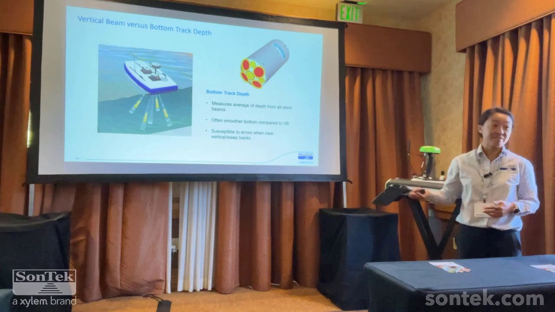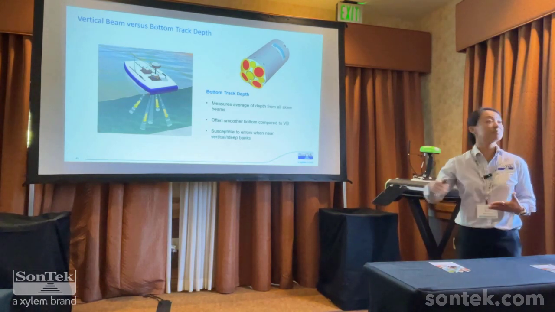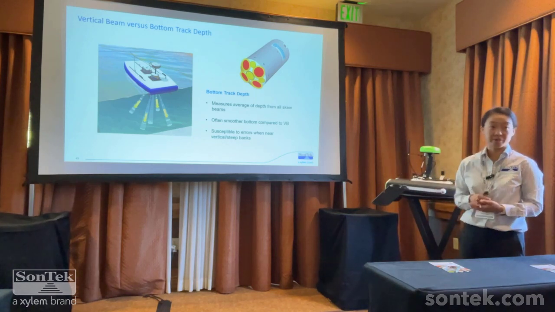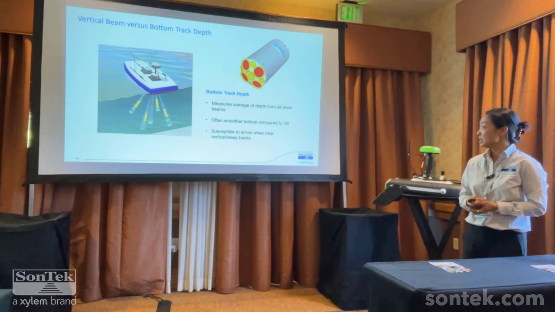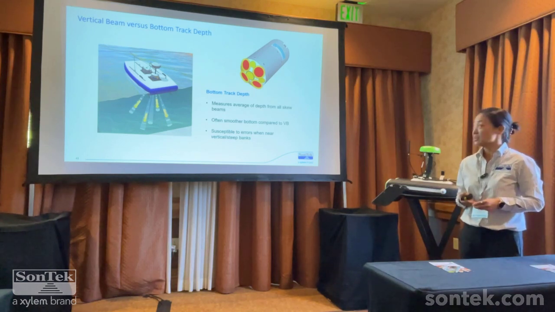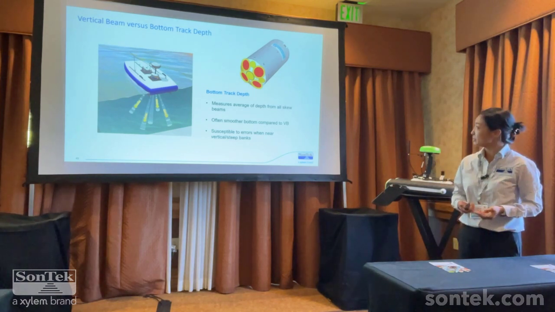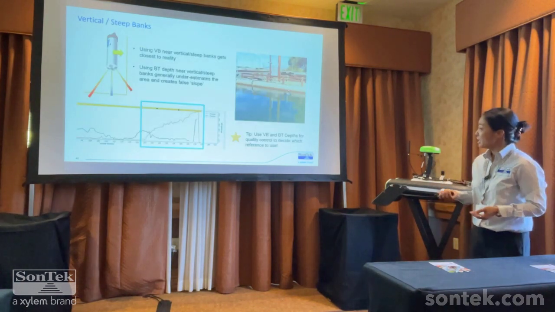The nice thing about an average is that it does often give you a smoother depth profile compared to your vertical beam in certain situations. However, the bottom track depth is susceptible to errors, especially when you're near vertical or very steep banks. I'll let you know what that looks like specifically.